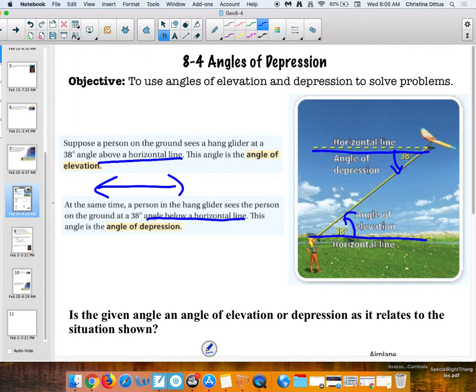Basically, if something is in the sky looking down, that's an angle of depression. If something's on the ground looking up, that's an angle of elevation. Okay?